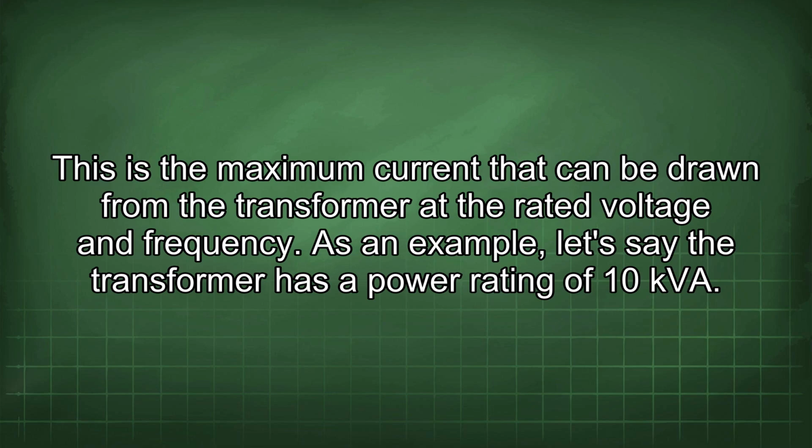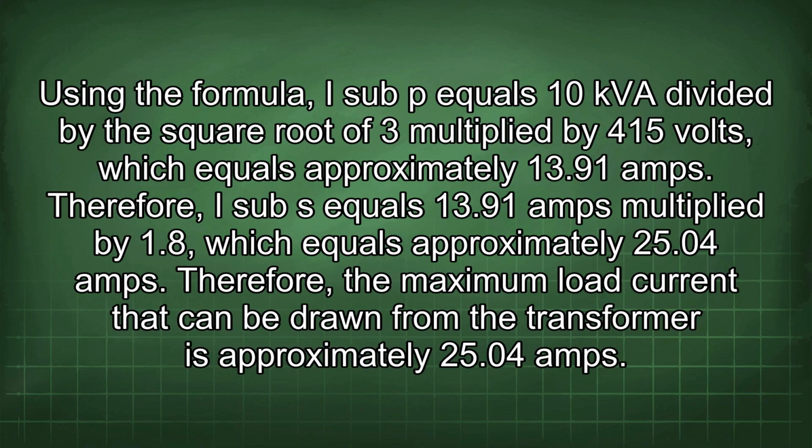As an example, let's say the transformer has a power rating of 10 kVA. Using the formula, I sub P equals 10 kVA divided by the square root of 3 multiplied by 415 volts, which equals approximately 13.91 amps. Therefore, I sub S equals 13.91 amps multiplied by 1.8, which equals approximately 25.4 amps. Therefore, the maximum load current that can be drawn from the transformer is approximately 25.4 amps.